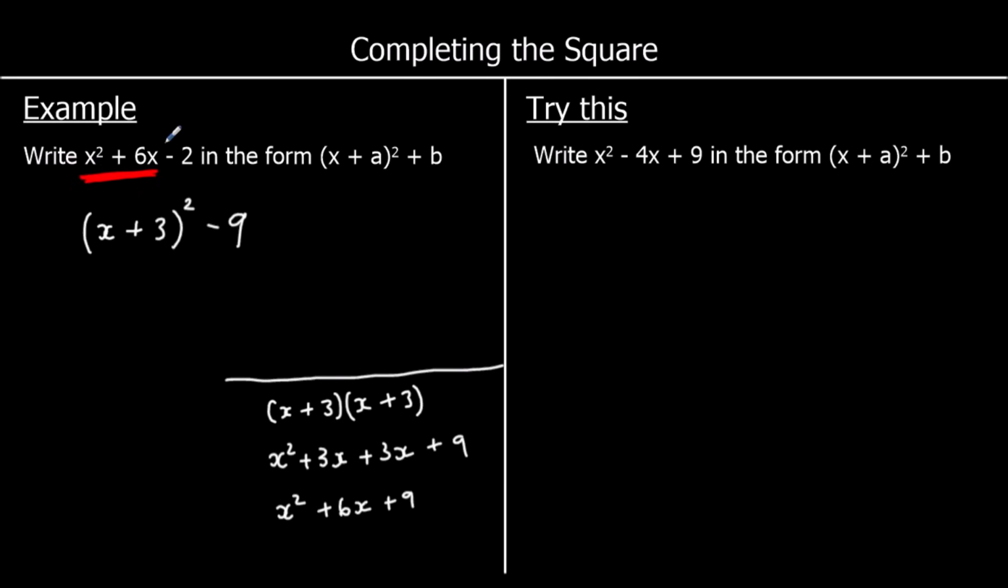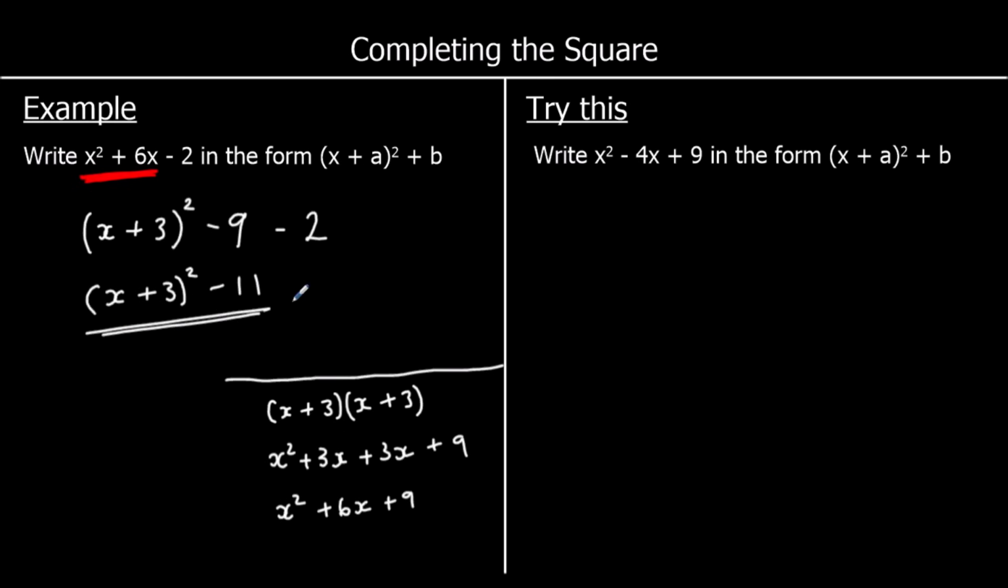And we've also got a minus 2 on the end, so I'll write that on the end. And then all we have to do is simplify. So we've got minus 9 minus 2, which is minus 11. So the answer is x plus 3 squared minus 11.